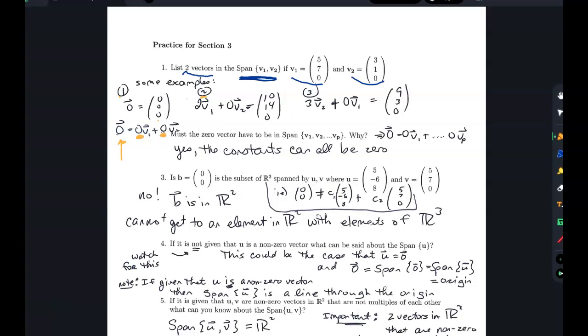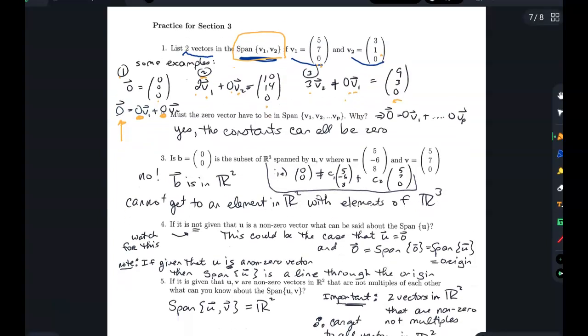Here are some examples. I could take 2 times v1 and 0 times v2, so just take this and multiply it times 2. Or I could take 3 times v2 and 0 times v1, and I get this. So there are lots of examples. In fact, there are an infinite number of vectors in the span of those two vectors.